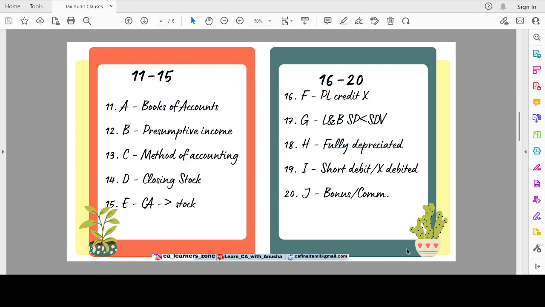Great. Let's move on, 16 to 20. F: fishing credits. I think the PNL is not properly credited. So PNL not credited.